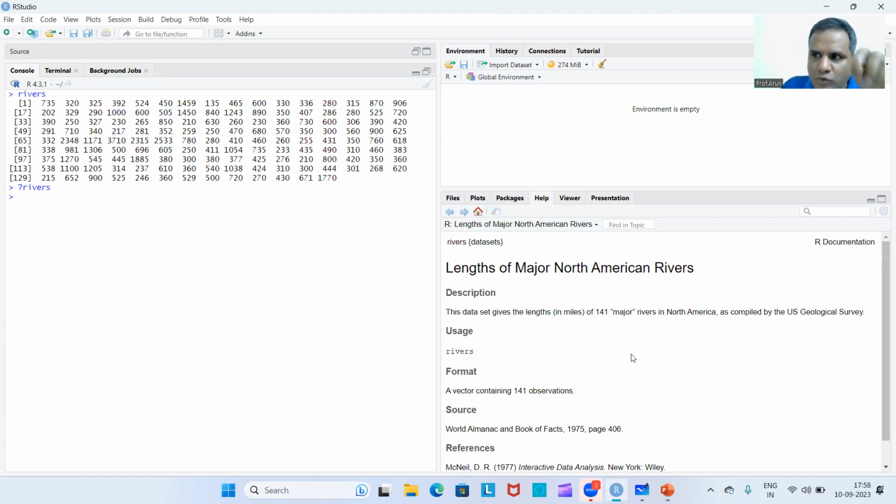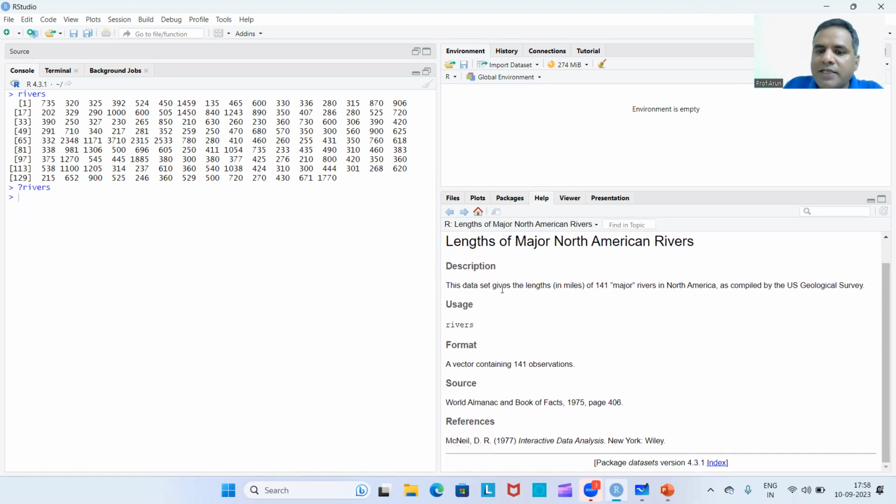So in R, whenever you are stuck, just give a question mark and write that command or the name of the data. You will get to know the details about that data. This rivers data set gives the lengths in miles of 141 major rivers in North America, as compiled by the US Geological Survey. And the format is a vector.